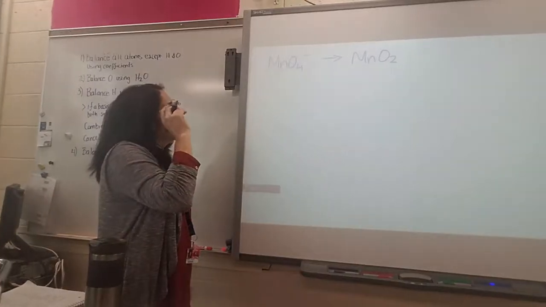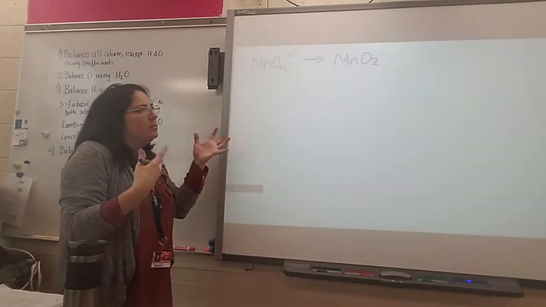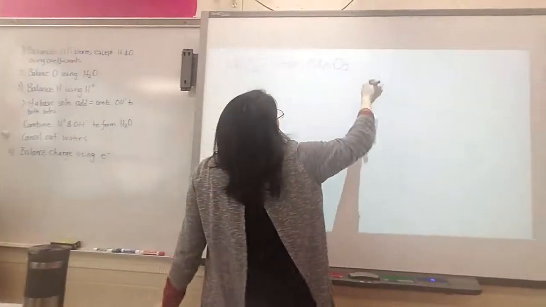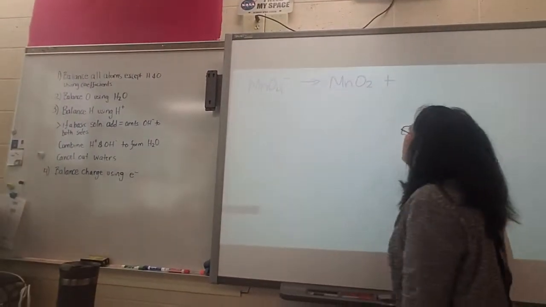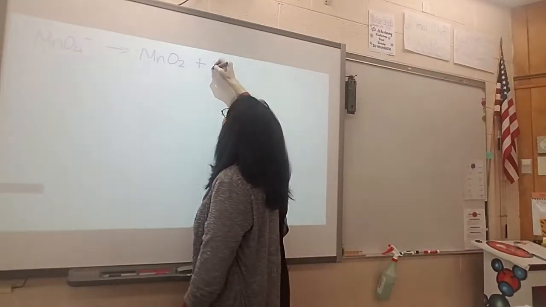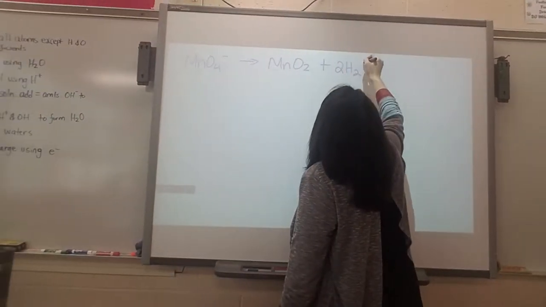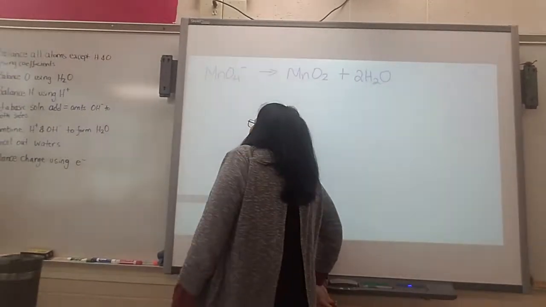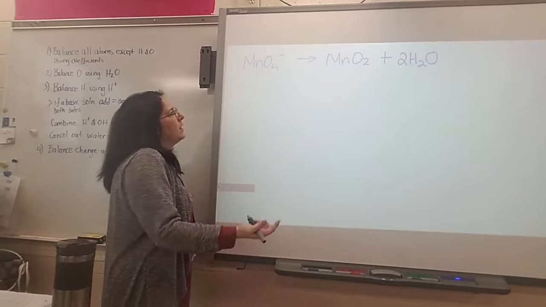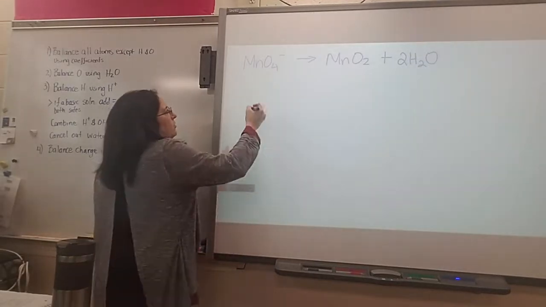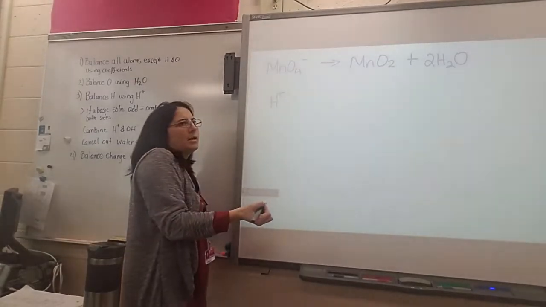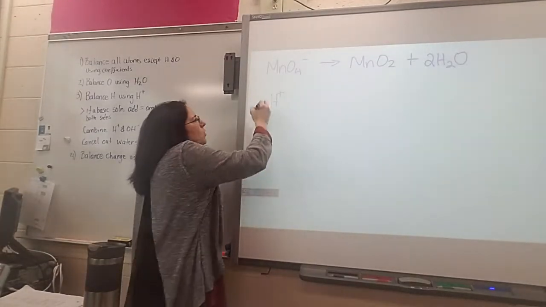Okay. So my manganese is balanced on both sides. My oxygen, however, is not. So I need to add in what on this side? How many? 2. Okay, I add in 2 H2Os there. Then I need to balance my hydrogens out on this side, so I've got to have H plus over here. How many am I going to need? 4.